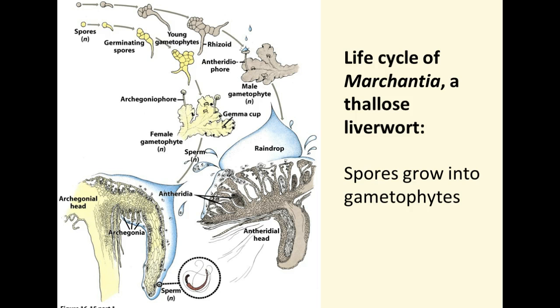But they also have gemmae cups, and since the gemmae cups do not have gametes involved, what sort of reproduction is that? Is it asexual or sexual? Asexual. Yeah, so it is asexual. Okay. So here you have archegoniophores and antheridiophores.